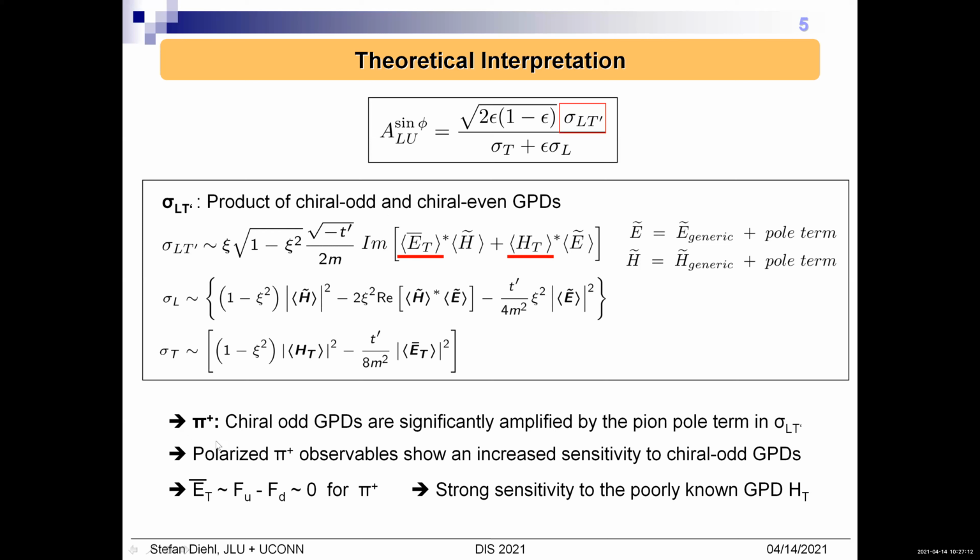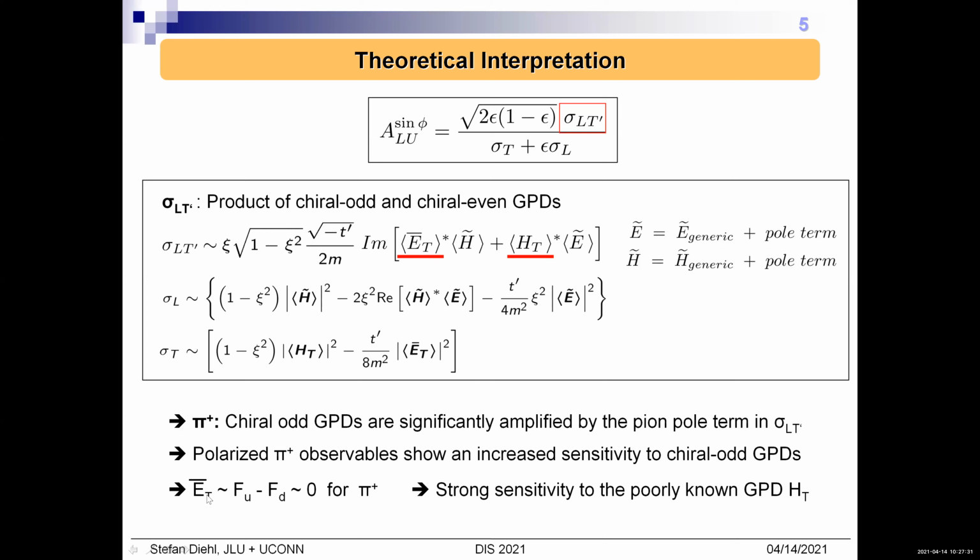And for pi plus, we also know that the chiral odd GPDs are significantly amplified by the pion pole term, which has to be folded or convoluted in each of the GPDs. And therefore, these polarized pi plus observables are very sensitive to the chiral odd GPDs.